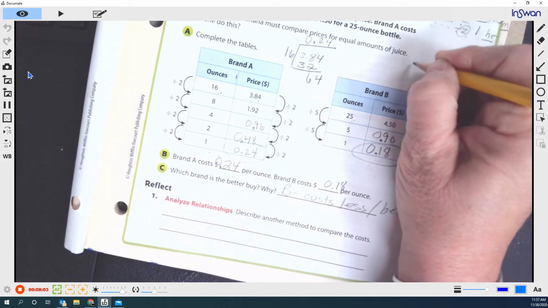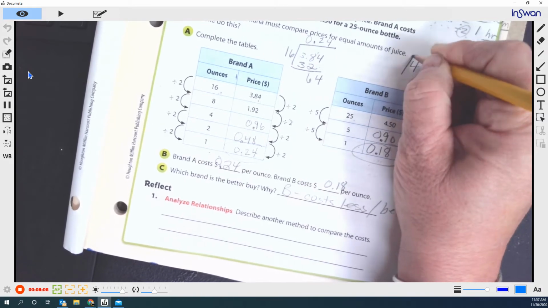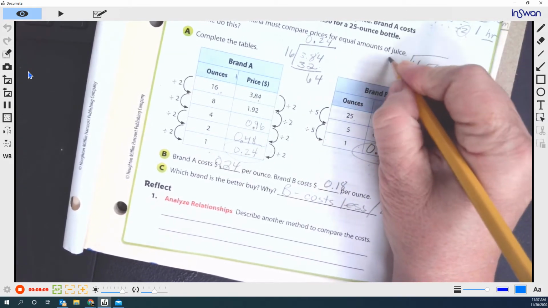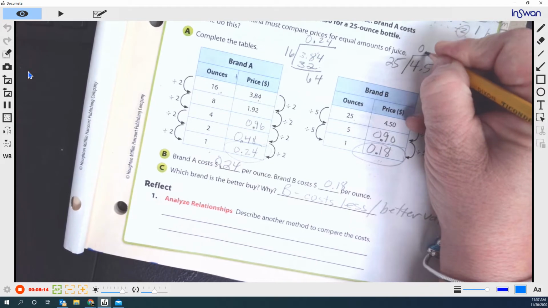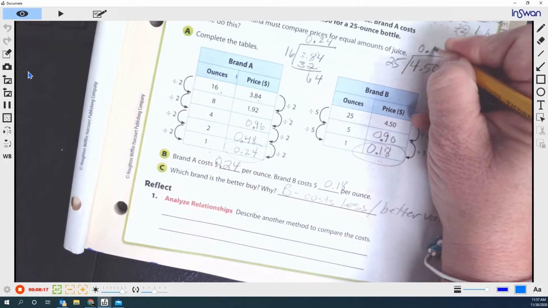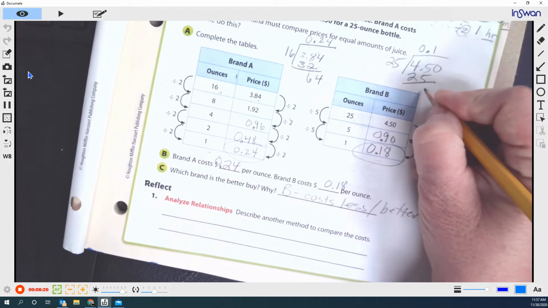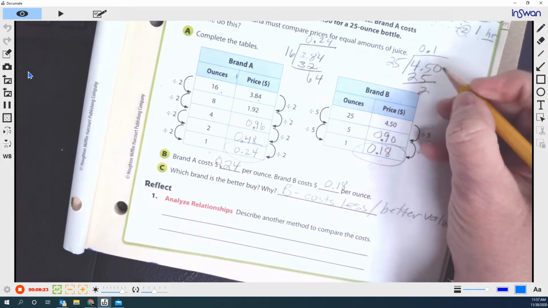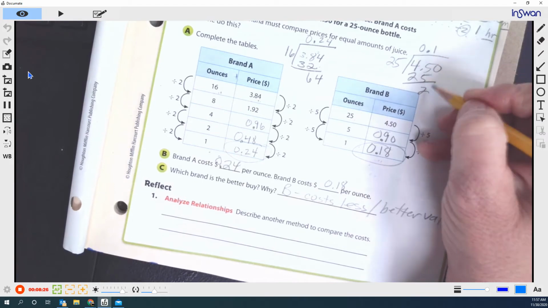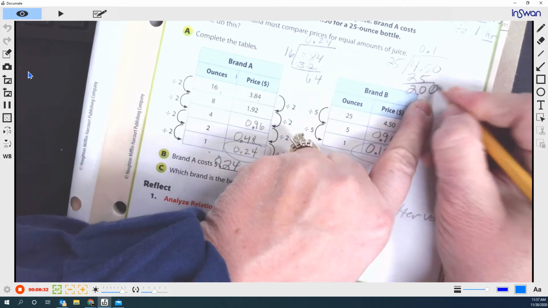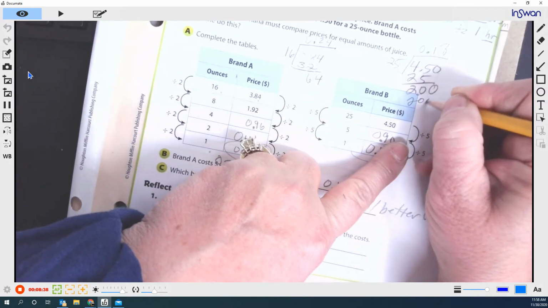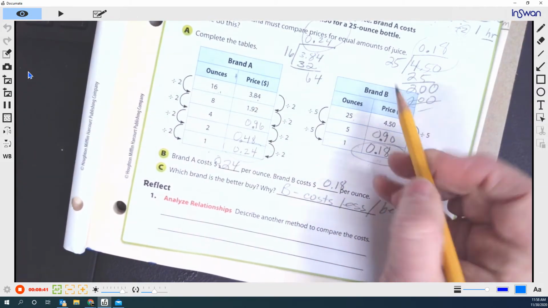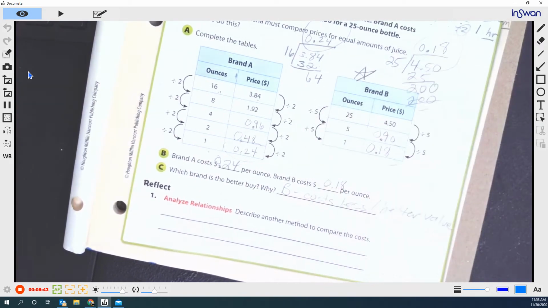And the same thing here, if we did the 450 divided by the 25 ounces, that would give us the cost of 1 ounce. Now, I know that 25 won't go into 4, but it will go into 45 one time. And then I have, let's see, 1 times 25 is 25, 0. That's going to be 20, and bring down your 0. So 25 goes into 200 8 times. So that's how we get our 18 cents for this. And you can clearly see that brand B is the better value here.